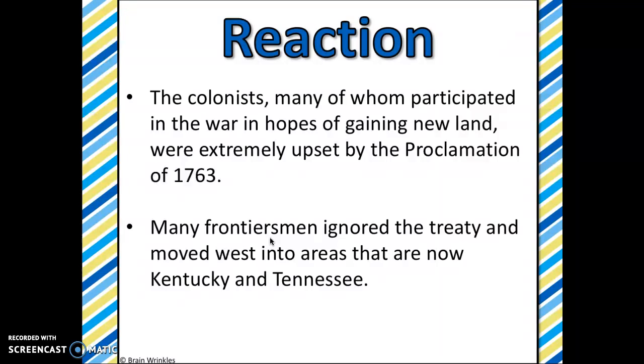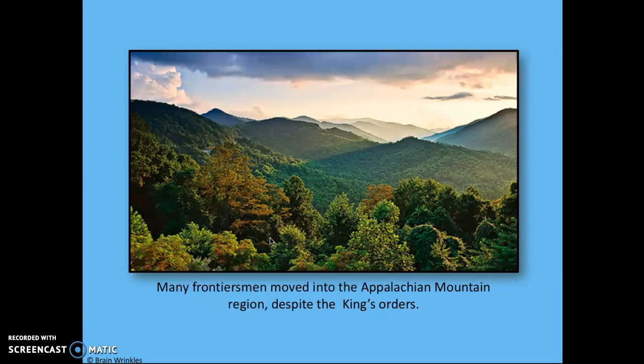Many of the frontiersmen simply ignored the treaty and moved west into areas that are now Kentucky and Tennessee. They basically said, you can't tell me what to do. This is a picture of the Appalachian Mountains. Despite the king's orders, a lot of frontiersmen moved into the Appalachian Mountain regions, even though he said don't do it. They were actually going against the king on purpose.